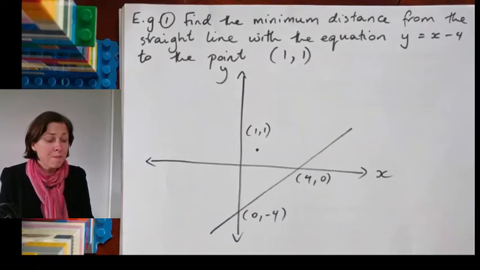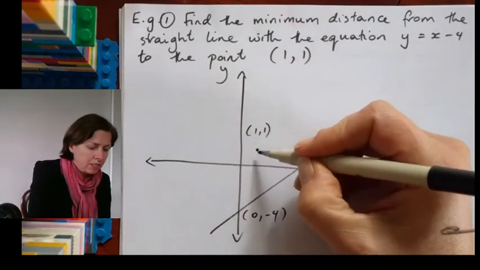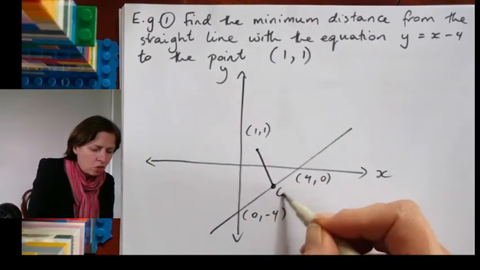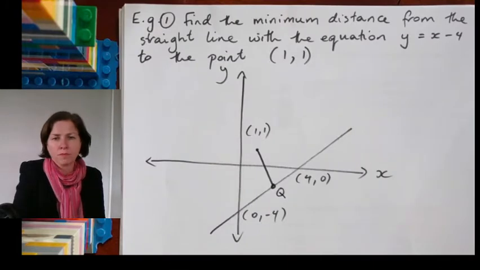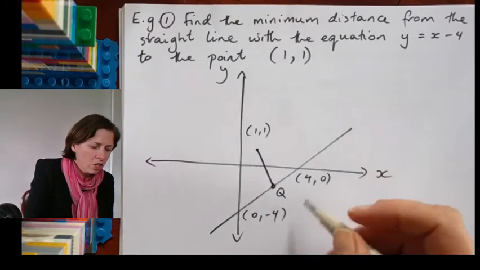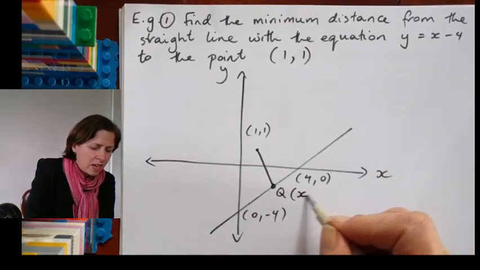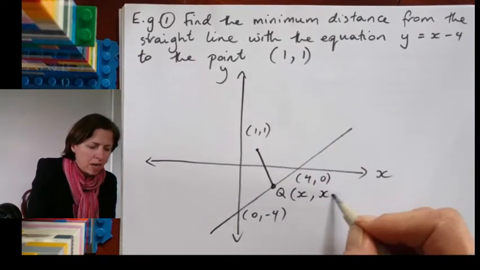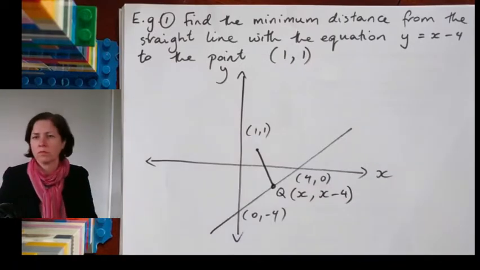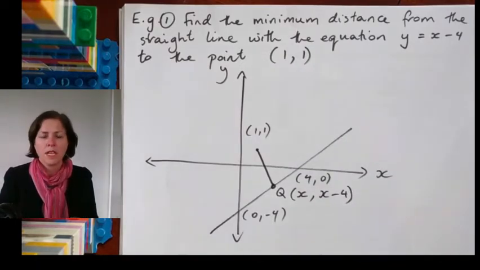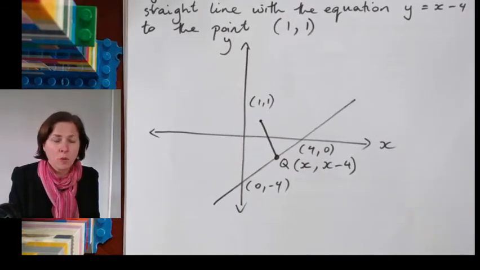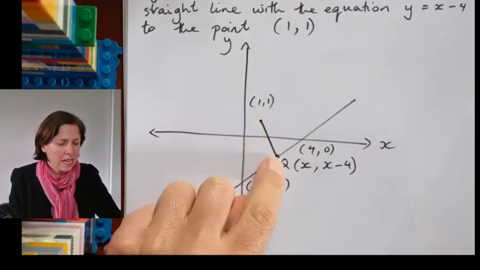Now I need the minimum distance from the straight line to this point. So I'm going to just draw a line to this point, and I'm going to choose to call this point here Q. All right. Now Q is the point with an x value of x. Therefore the y value is going to be x minus 4. Now I need to find the distance between this point here and Q.